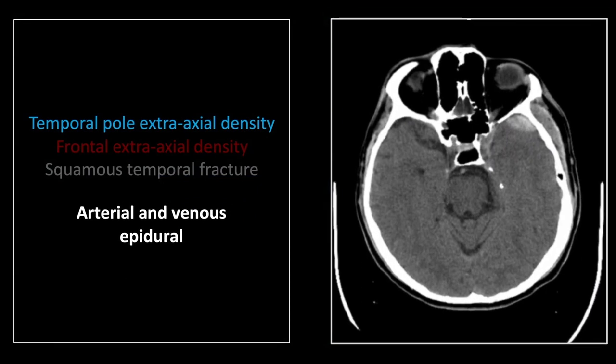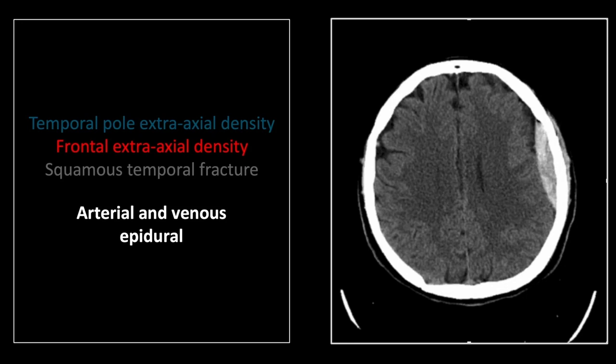Our next case is a mixed arterial and venous epidural. The venous portion is here, overlying the anterior aspect of the temporal pole. These are related to sphenoparietal sinus injury and typically are less concerning than their arterial counterparts, which you see here. This one looks pretty typical: hyperdense, extra-axial, lentiform, and in a classic location for an epidural related to a middle meningeal artery laceration.